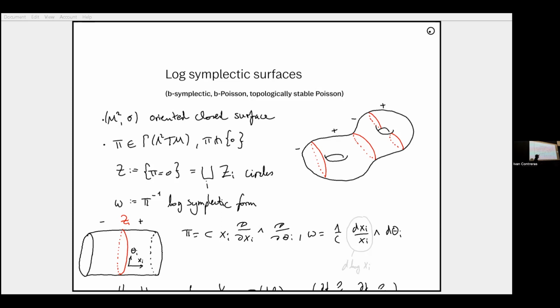When I say log symplectic form, I'm really referring to the inverse of this bivector, which is now, of course, a singular symplectic form with a log singularity on the vanishing circle. In local coordinates around each circle, we have the cylindrical neighborhood with coordinates x and theta, where x goes away from the circle and theta goes along the circle. Then you can see that it will have this coordinate form. So there's this dx_i over x_i term, which is the log singularity.